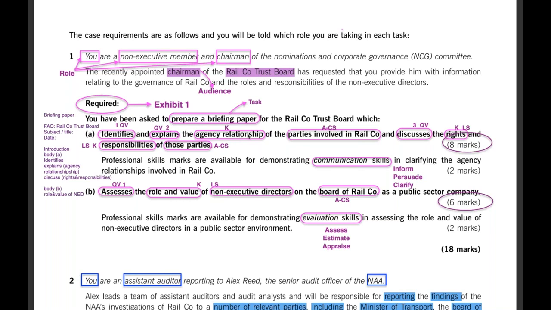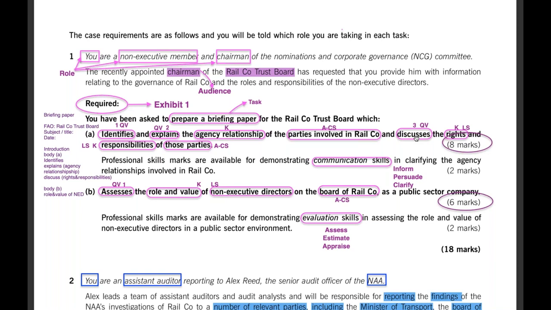And for these two question verbs, for this one, if you look here, how many elements do you have in your requirements? Identify, explain, and discuss. So three actions that you have to do here. Once you know that you have to do these three actions, when you answer the questions, make sure you fulfill these three actions. So as you write, you keep on referring to the question requirements to see whether you fulfill what they are asking for.